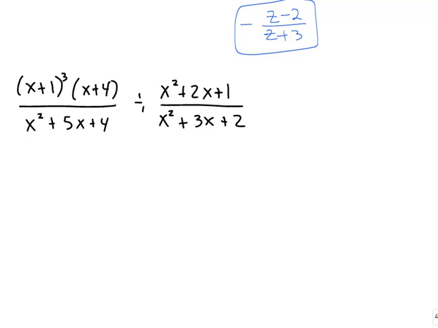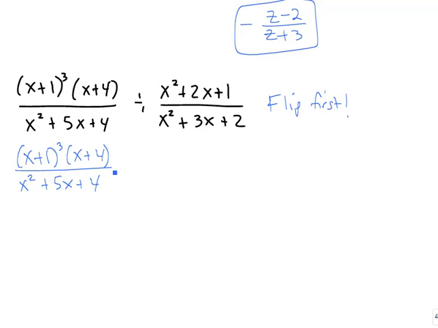Okay, let's try another division problem here. Now before anything else, always flip first. Otherwise you're going to forget to do that and it's going to mess everything up. So the first fraction stays the same. You don't do anything to it but recopy it. And then we change our division symbol to multiplication and we flip over our second fraction.